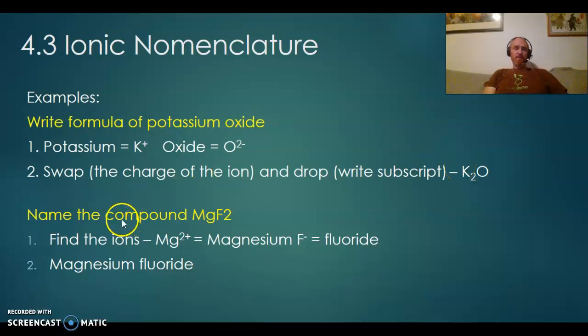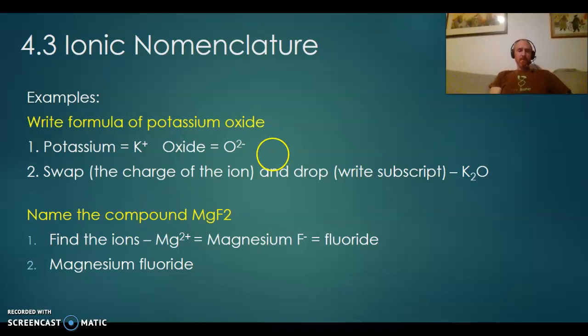The second type of problem is that you might be asked pretty much the reverse question. Name the compound MgF2. And this one's generally easier. Identify the ions involved. Mg2+ is magnesium. F minus is fluoride. And so that means that this compound, MgF2, is magnesium fluoride.